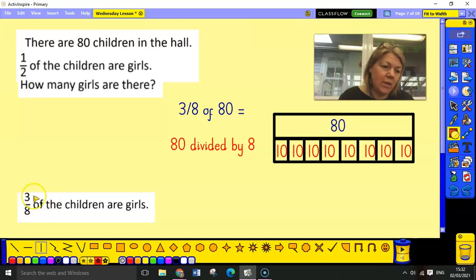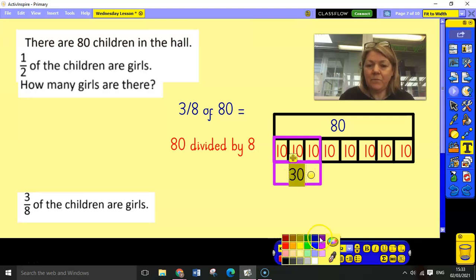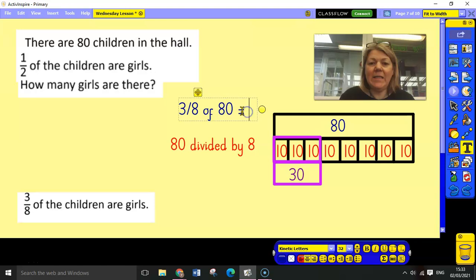Now what I need to do is look at this naggy numerator, this one at the top here that's really bossy, that tells us how many parts I've got to count. And I can see from this numerator, I've got to count not 1 part this time, but 3 parts. So here are my 3 parts that I'm going to count. And when I put them all together, I've got 10, add 10, add 10. Those 3 parts are equal to 30. Okay. So 3/8 of 80 is equal to 30.